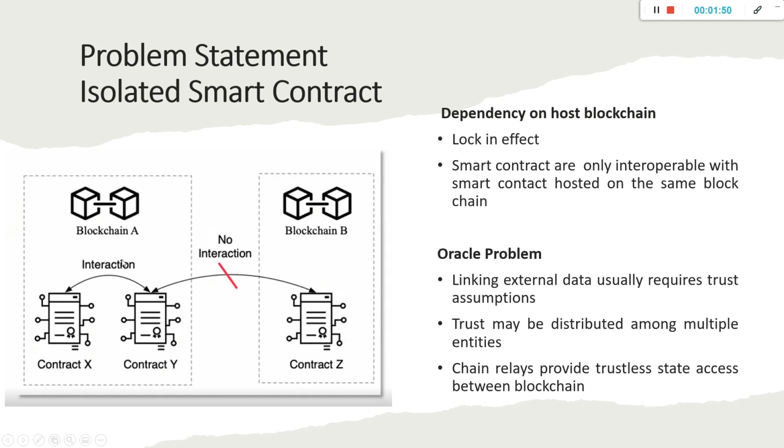A smart contract cannot transfer or retrieve data from any other smart contract deployed in another blockchain network. This problem is called the Oracle problem. This problem states that when two smart contracts are deployed in two different networks, they cannot interact with each other. They cannot read the data from each other.